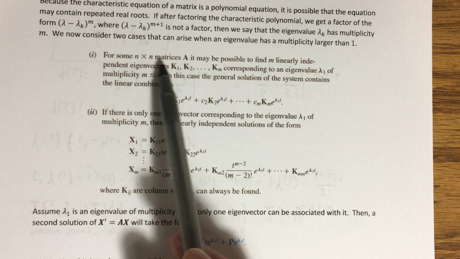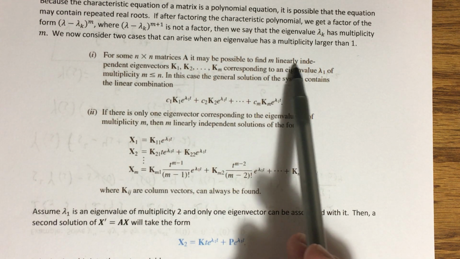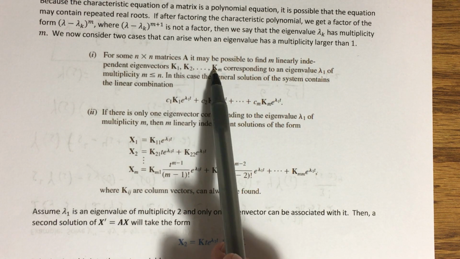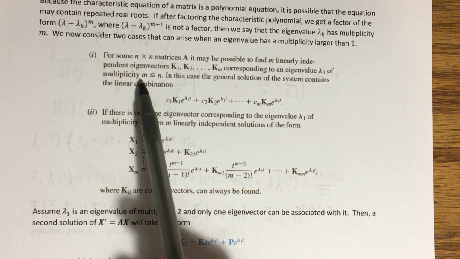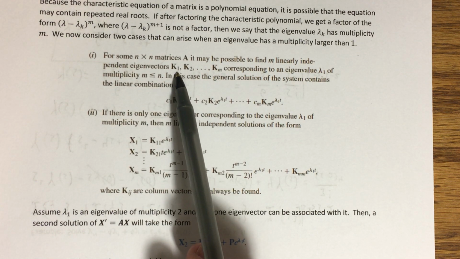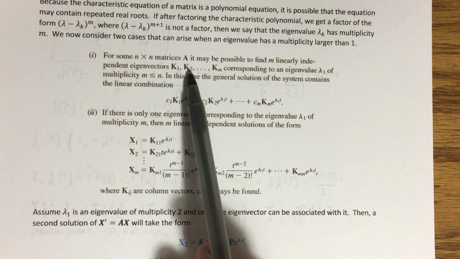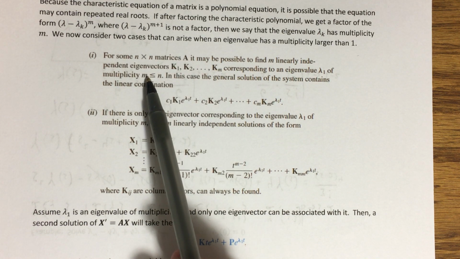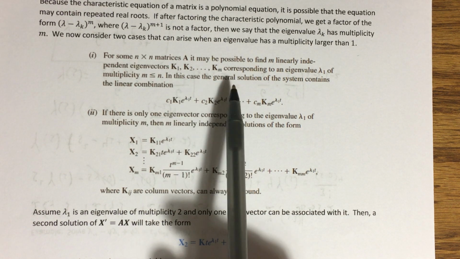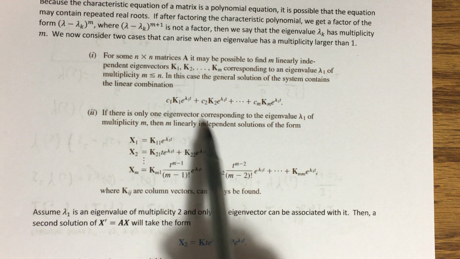So let's suppose we have some n by n matrix A. Then it's always possible to find m linearly independent eigenvectors, k1 through km, corresponding to an eigenvalue lambda 1 of multiplicity m. So notice what it's saying here is we can find a set of linearly independent eigenvectors where the number of vectors in that set is equal to the multiplicity of that eigenvalue. Okay? And in that case, the general solution of the system contains a linear combination of this form.